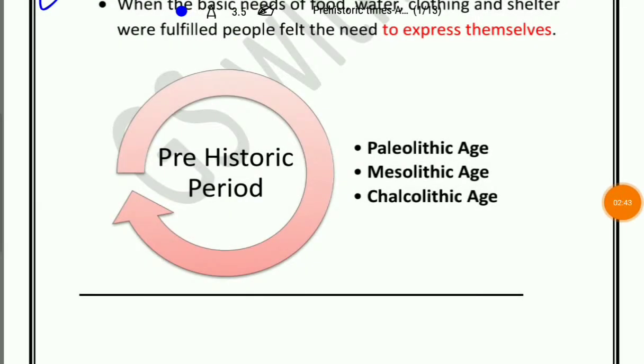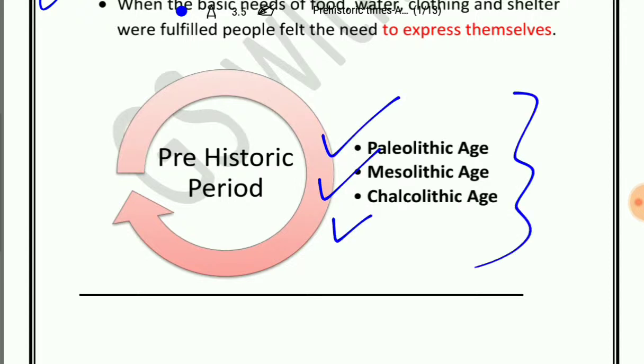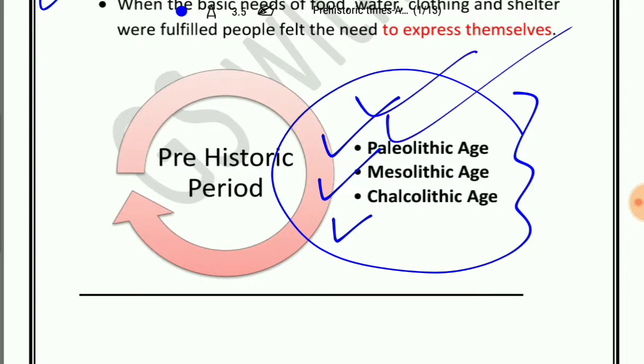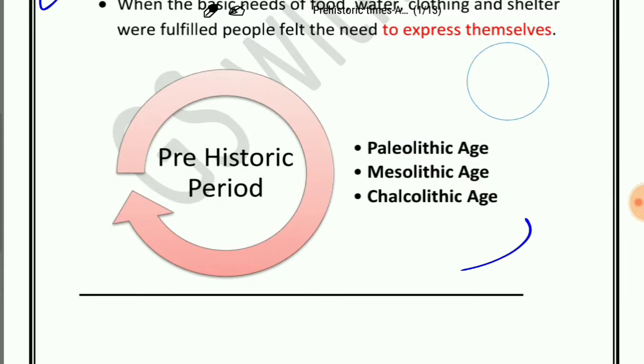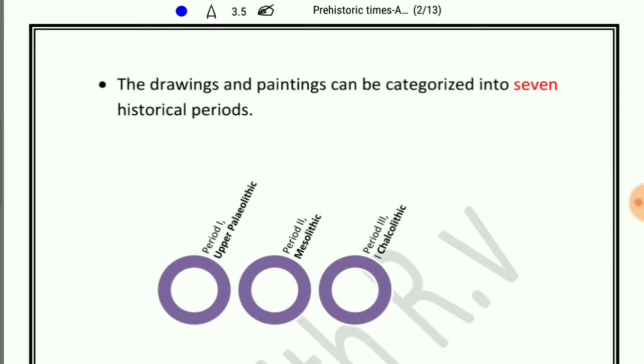So we define the prehistoric period. We will study in this chapter the development of art in the prehistoric period. We divide the prehistoric period into three heads, that is Paleolithic age, Mesolithic age and Chalcolithic age. We will know the different terms and meanings of the Paleolithic age, and we will try to understand how art evolved during these times.